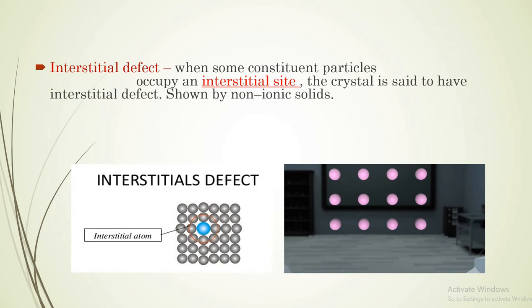Interstitial defect is caused when some of the constituent particles, which can be atoms, molecules or ions, are present in the vacant spaces in the crystal structure. These vacant spaces are known as interstitial sites, and the particles present in these vacancies are known as interstitials. As the number of particles within the crystal increases, the density of the substance also increases.